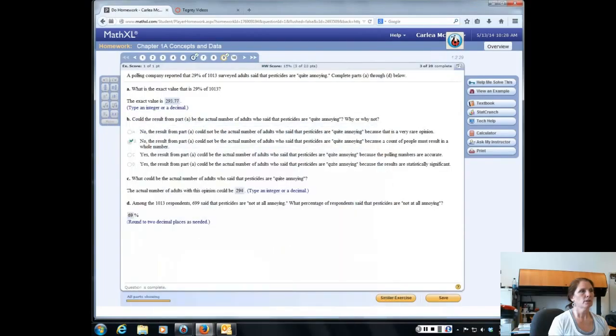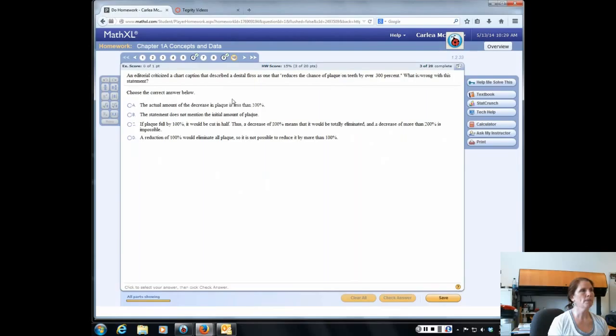Let's see. All right. So an editorial criticized a chart caption that described a dental floss as one that reduces the chance of plaque on teeth by over 300%. What is wrong with this statement? If you have plaque on your teeth and you get it all off, you have lost 100% of your plaque. You can't lose 300% of your plaque. There are times when we use percentages over 100, but not when you're reducing something like plaque or the number of suitcases lost by an airline. They go to zero, they've reduced it by 100%. That's it. You can't go more than that.